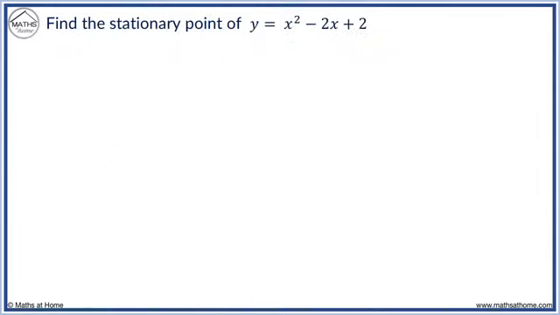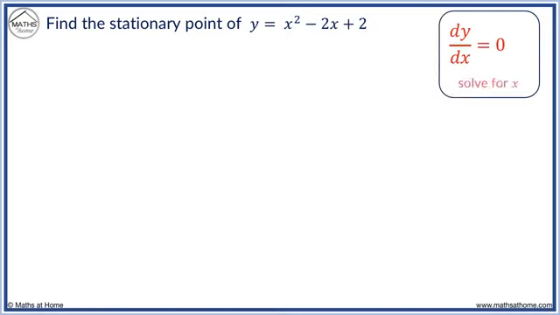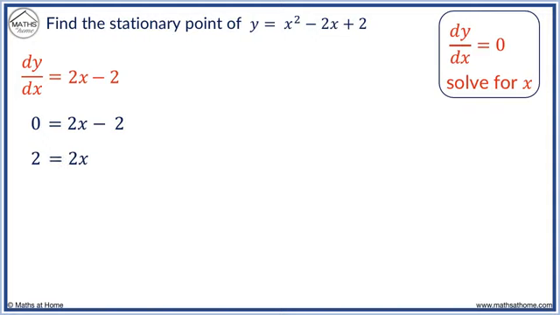For example, find the stationary point of y equals x squared minus 2x plus 2. We set dy by dx equals 0 and solve for x. Dy by dx equals 2x minus 2. We set dy dx equals 0, so 2x minus 2 equals 0. We add 2 to both sides to get 2 equals 2x, and solve for x by dividing by 2.